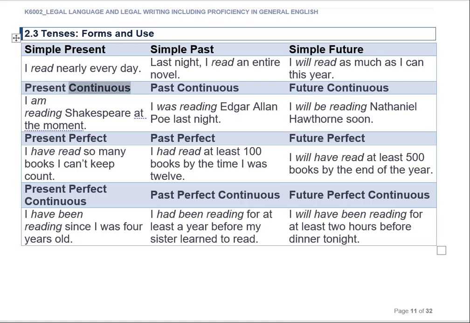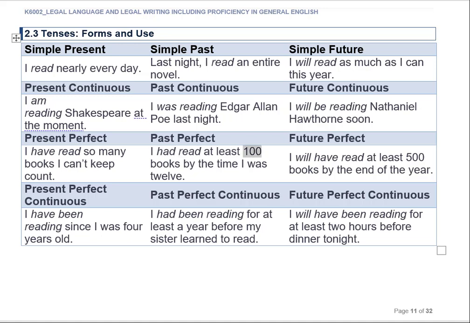Present continuous. Past continuous. Future continuous. I am reading Shakespeare at the moment. I was reading Edgar Allan Poe last night. I will be reading Nathaniel Hawthorne soon. Present perfect. Past perfect. Future perfect. I have read so many books I can't keep count.